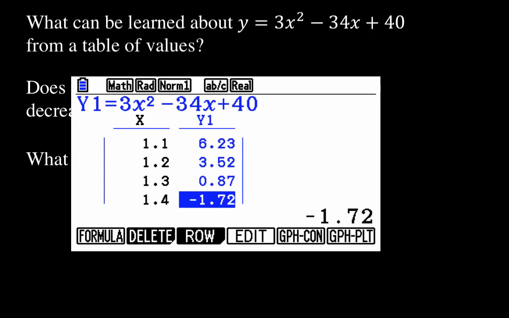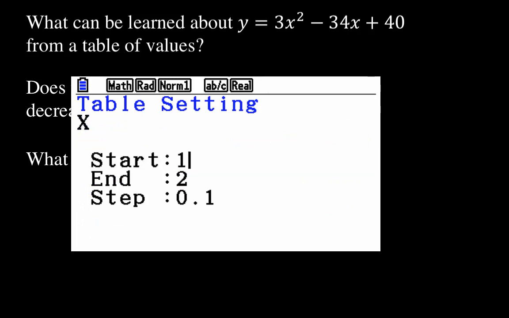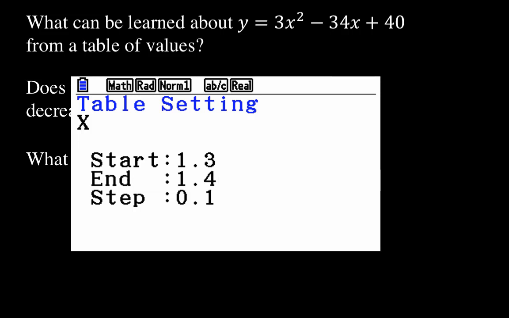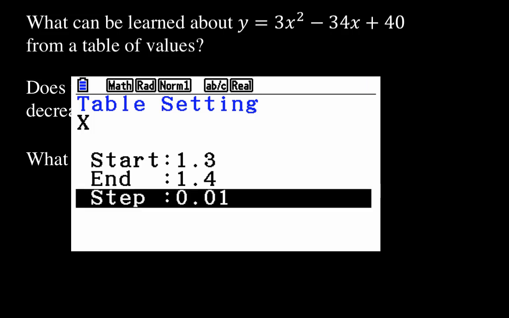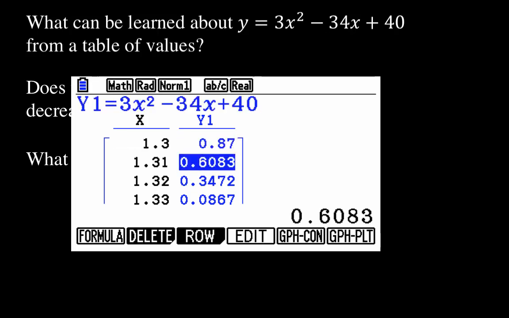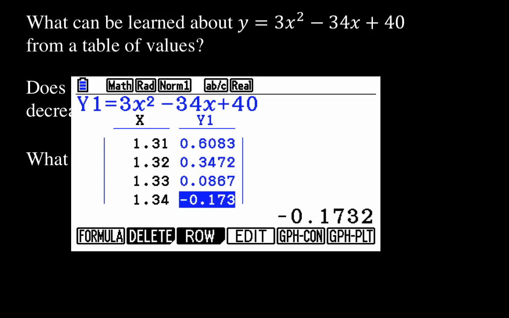Positive to negative, so 0 must occur for some x value in between 1.3 and 1.4. So let's calculate for x from 1.3 to 1.4 in increments of 0.01. Positive to negative, so 0 must occur for some x in between 1.33 and 1.34.